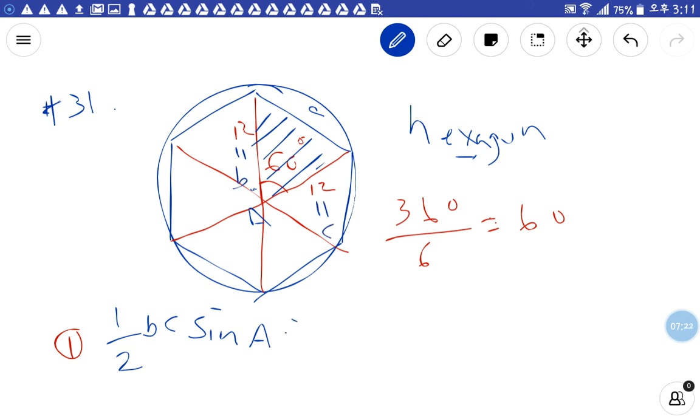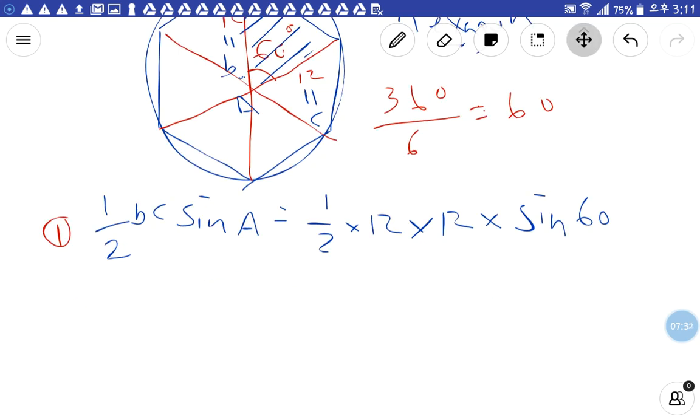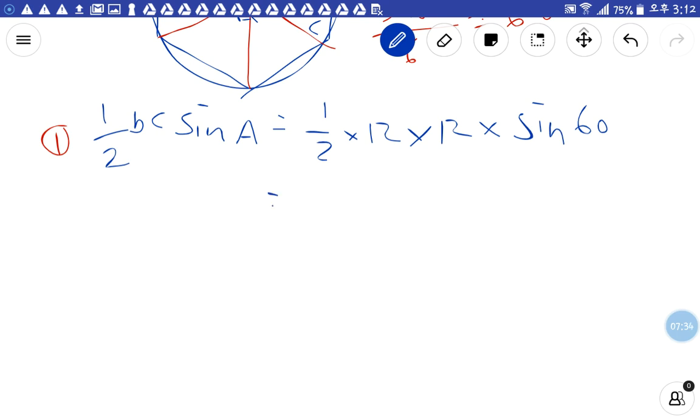So now half times 12 times 12 times sine 60. That's what I need to do. Half times 12 would be 6. So I get 6 times 12 times, what was the value of sine 60? Radical 3 over 2. You have to memorize it. Now this 2 can be simplified and you get 36 radical 3. That's the area of one triangle.